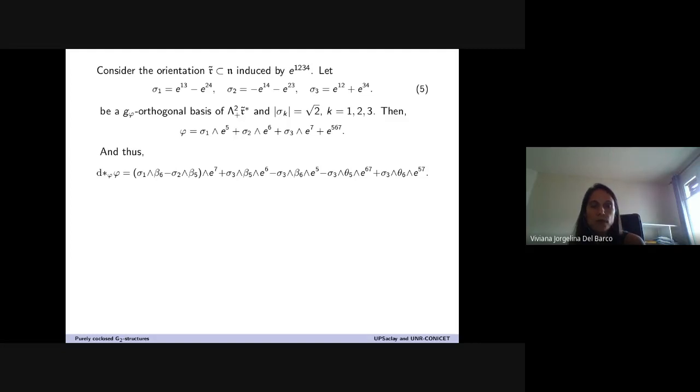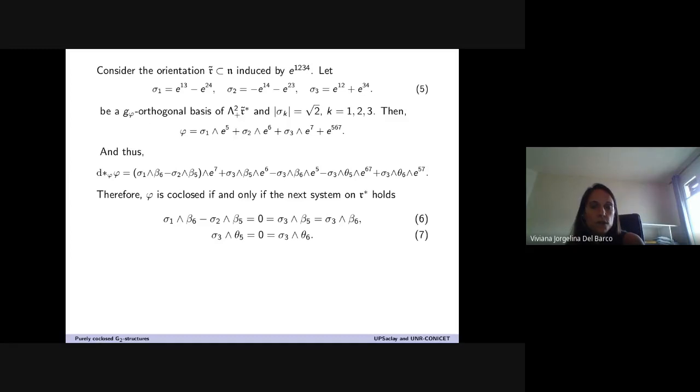So if we know that phi is coclosed, then each term is 0, because the sigmas and the betas only have components from 1 to 4. So you have the wedges with 6, 7, and 5, 6, 7. And the thetas also are from 1 to 4. So phi is coclosed if and only if each of these terms is 0. In particular, the last equation, together with the fact that sigma 3 is a non-degenerate 2-form on the R4 side, implies that theta 5 and theta 6 are 0.